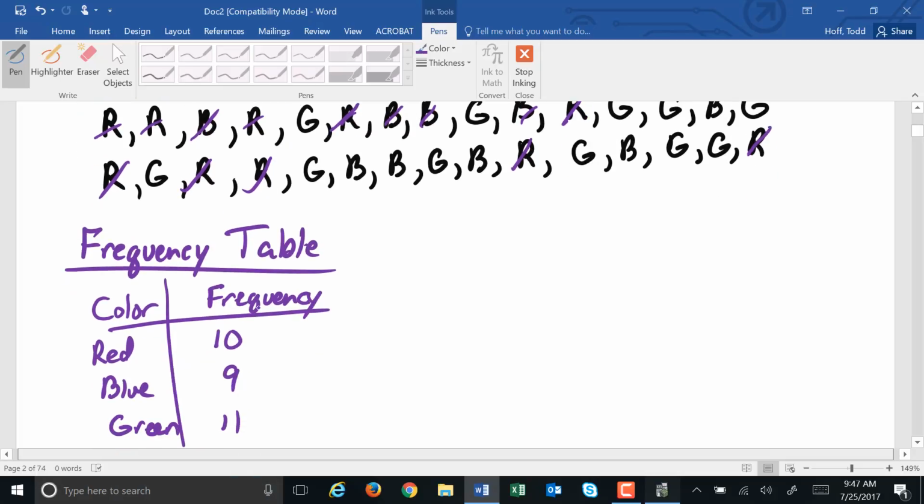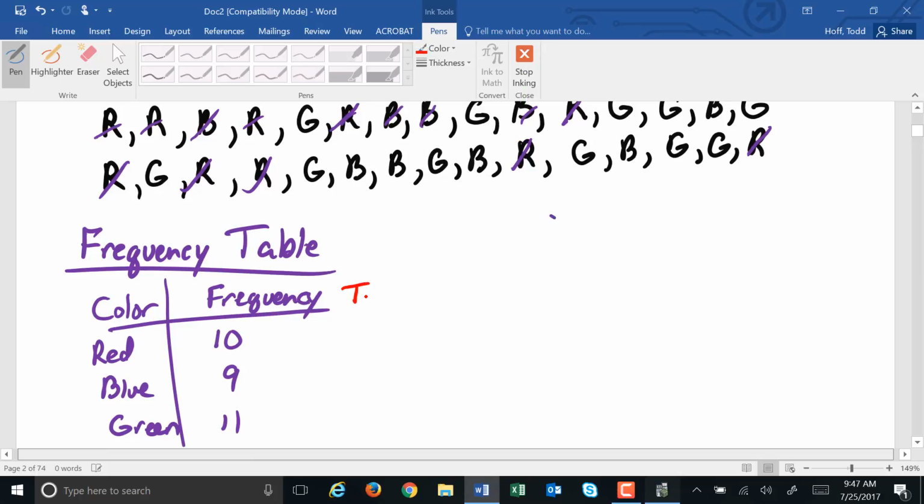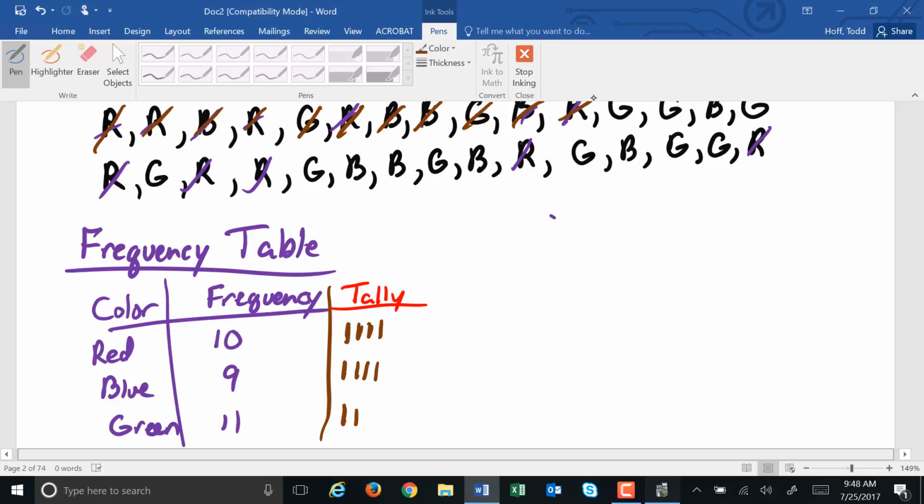Now, rather than going through and counting like I just did, what we could have done is an extra column called the tally column, where we could have gone through and just said, okay, the first one's red, so there's a check mark for red. We got red, blue, red. Green, red, blue. Blue, green, blue. Red, green, green. You guys get the picture, right?